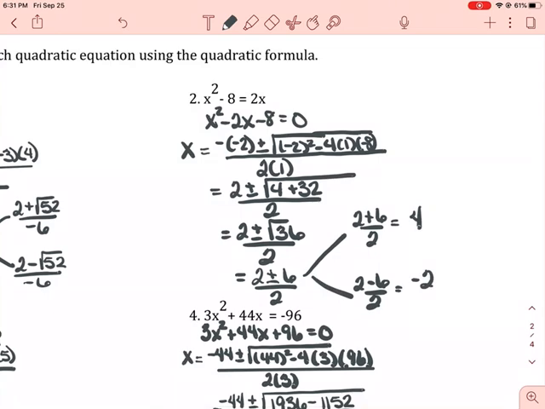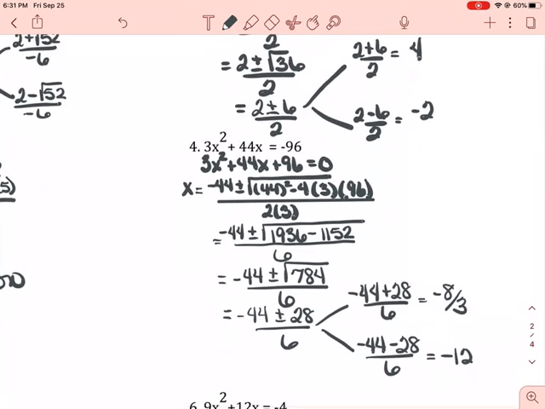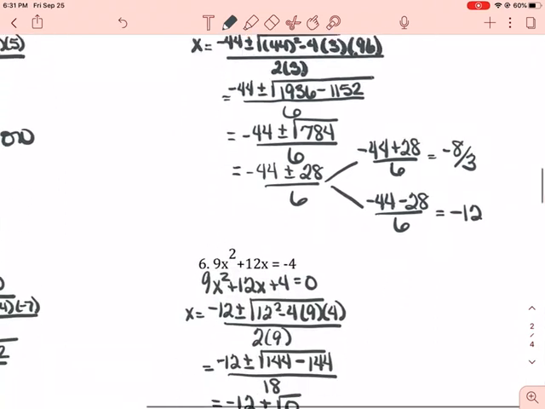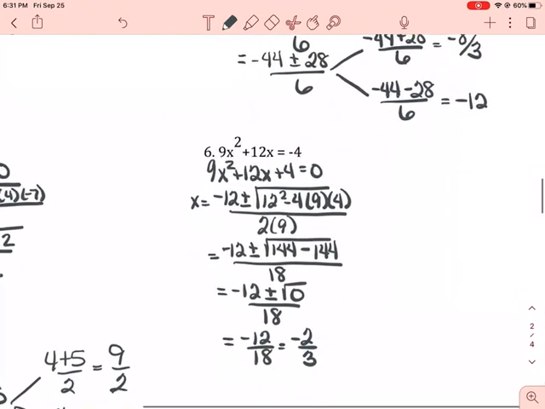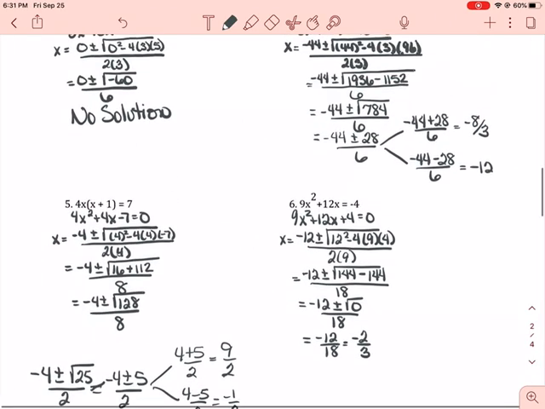Okay, so 2 was exactly that. I was able to get 2 solutions of 4 and negative 2. For 4, I got 8/3 and negative 12. And again, if you got something different, please let me know. And then 6, I got just one solution of 2/3 because I got the square root of 0.